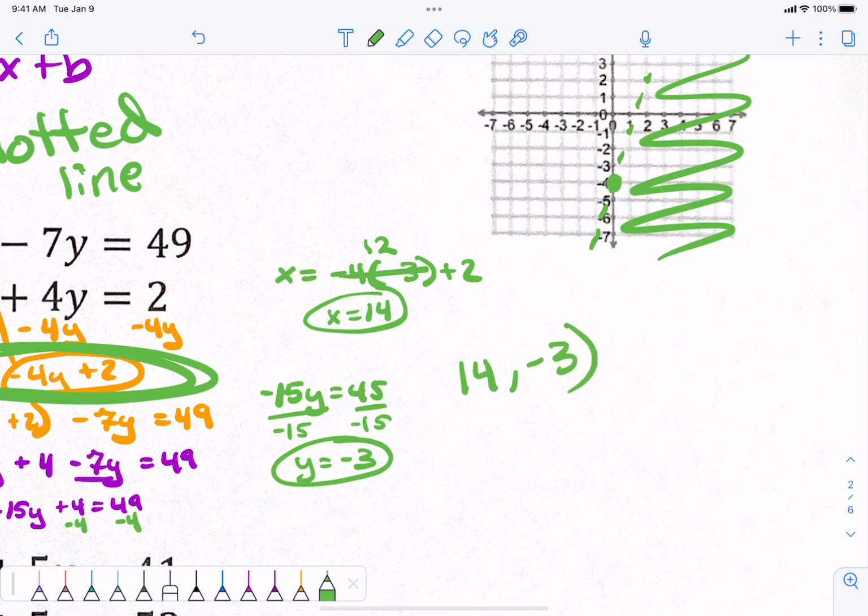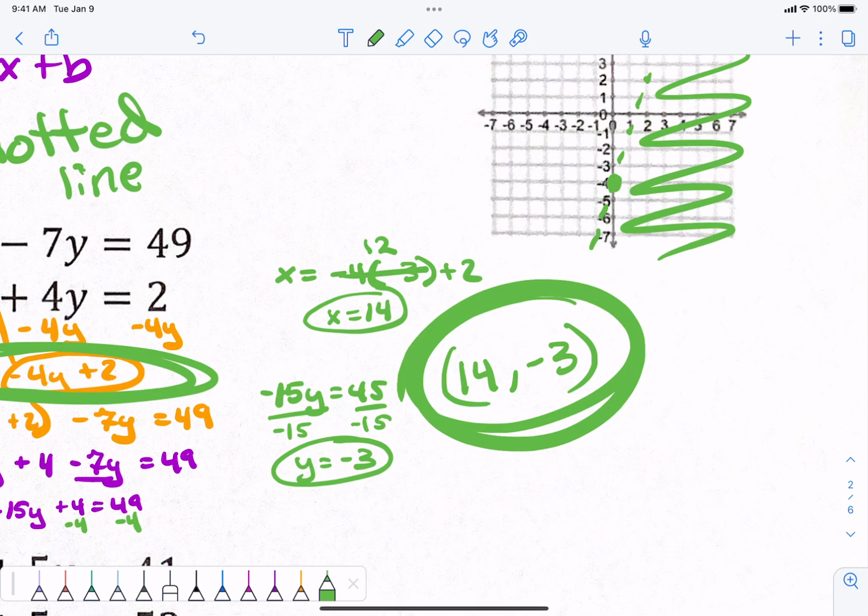So the final answer is 14 comma negative 3. We write it as an ordered pair because that's where the lines meet. That's where the lines cross each other, at 14 comma negative 3.